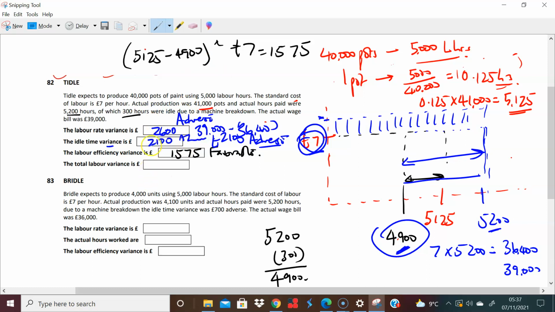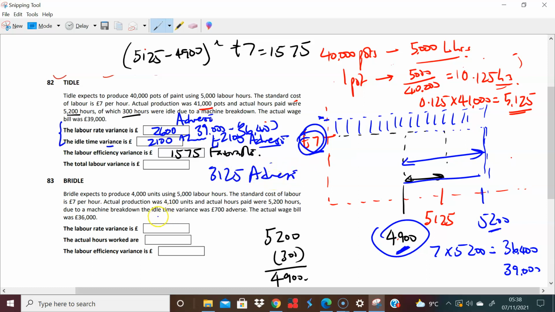When we want to work out the total labor variance, because these two really are efficiency variances, we just add them all together. When I say add them together, 2,600 plus 2,100, these are adverse variances, and subtract the favorable variance of 1,575, which is equal to 3,125 adverse in the end.